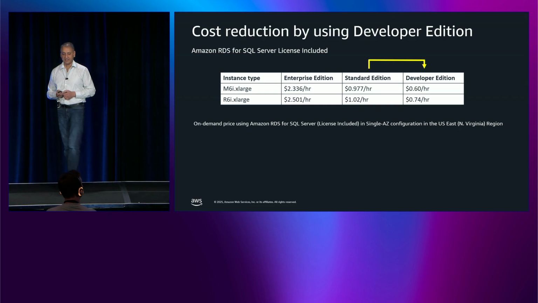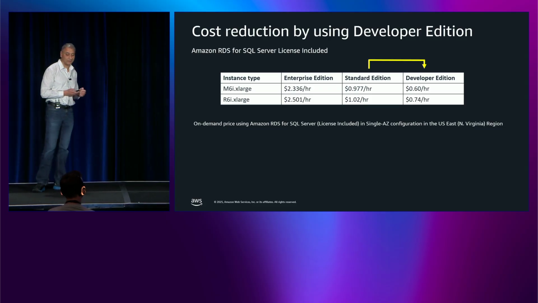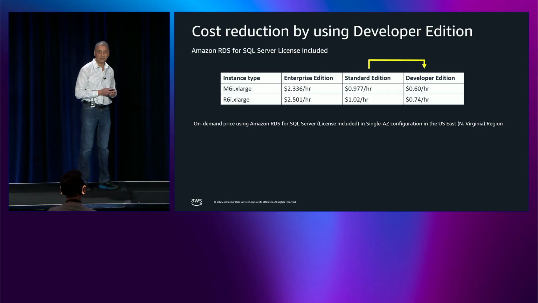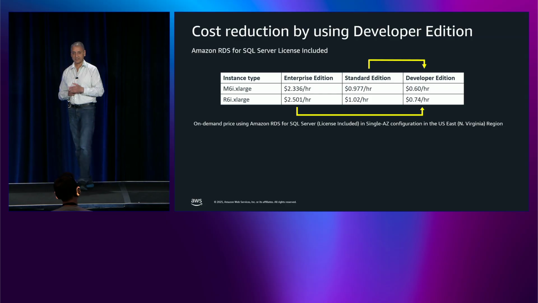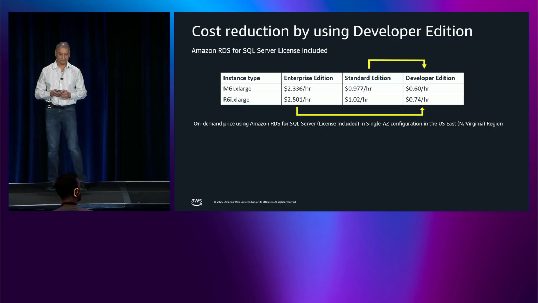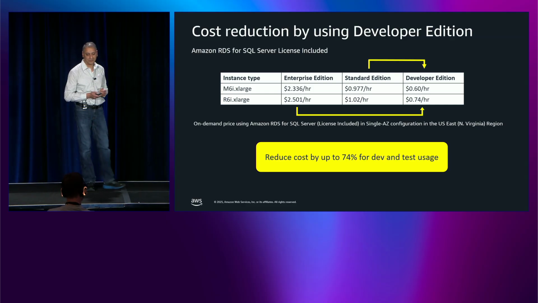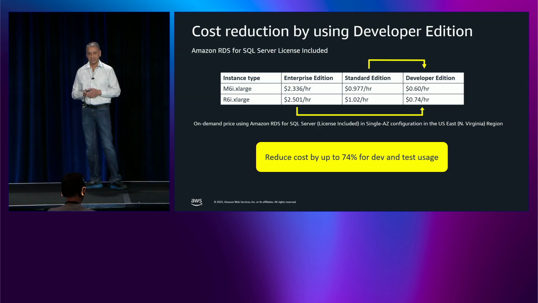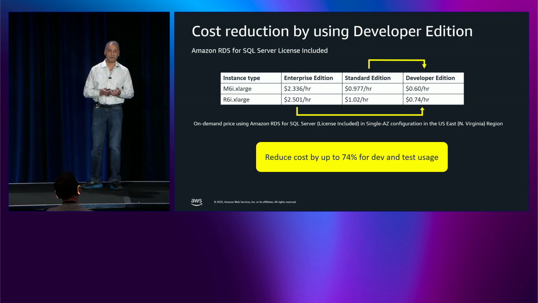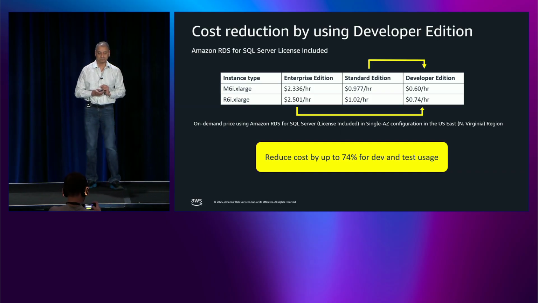If I switch from standard edition to developer edition for M6XL instance, my price changes from 0.977 per hour to 0.60 per hour. If you switch from enterprise edition to developer edition, let's say for your pre-production testing, your price changes from 2.501 per hour to 0.74 per hour. So simply by switching all your dev and test environments to use developer edition, you're effectively reducing your cost by 74% for all your dev and test environments. And all you have to do is to just start using developer edition for these environments.